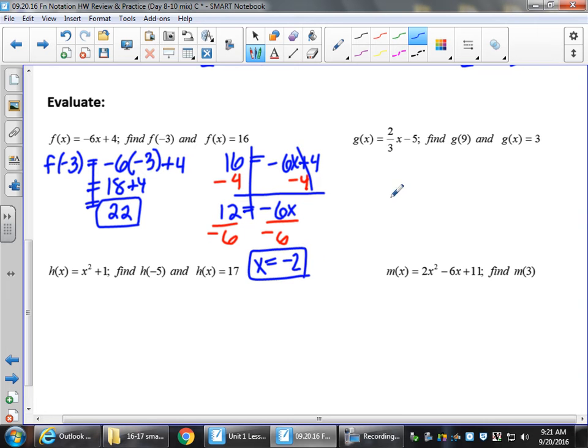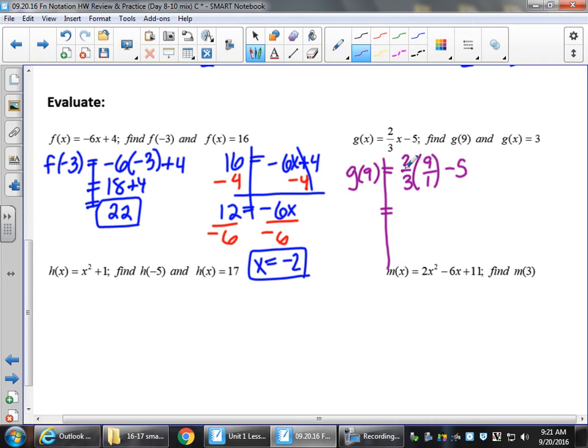How do we do on this, the one with the fraction? I have no idea. Oh, it's fun. Let's do it. So, g of 9 means I'm plugging in 9 for x, correct? How should I write 9 to help myself out? How do you write 9 as a fraction? Okay. Minus 5. How do I multiply fractions? Here's a hint. Look how I'm moving this.